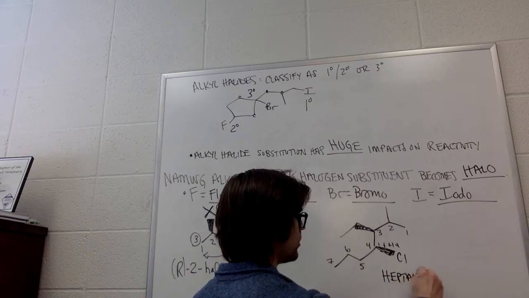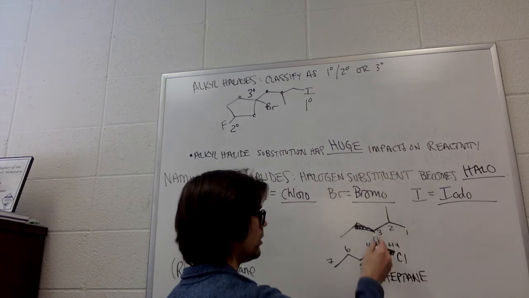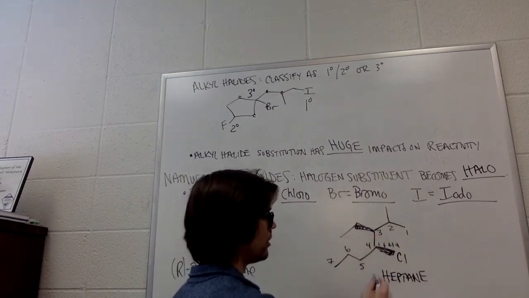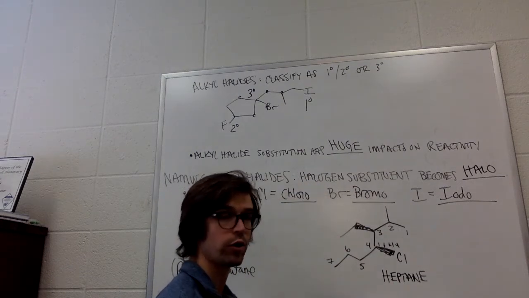But what is going to be in our prefix? We got a lot of stuff this time. We got a 2-methyl, a 3-ethyl, 4-methyl, and a 4-chloro. So we're going to alphabetize those things. The 4-chloro is going to be first.